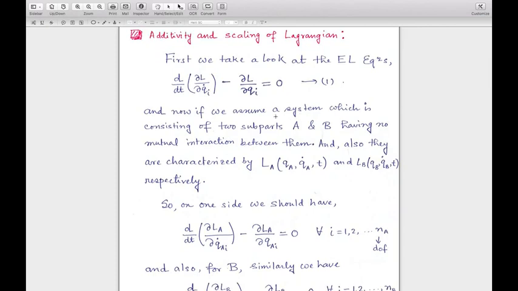Now we assume a system which consists of two subparts, A and B, having no mutual interaction between them. And they are characterized by L_A, a function of q_A, q_A dot, and t, and L_B, a function of q_B, q_B dot, and t, respectively.